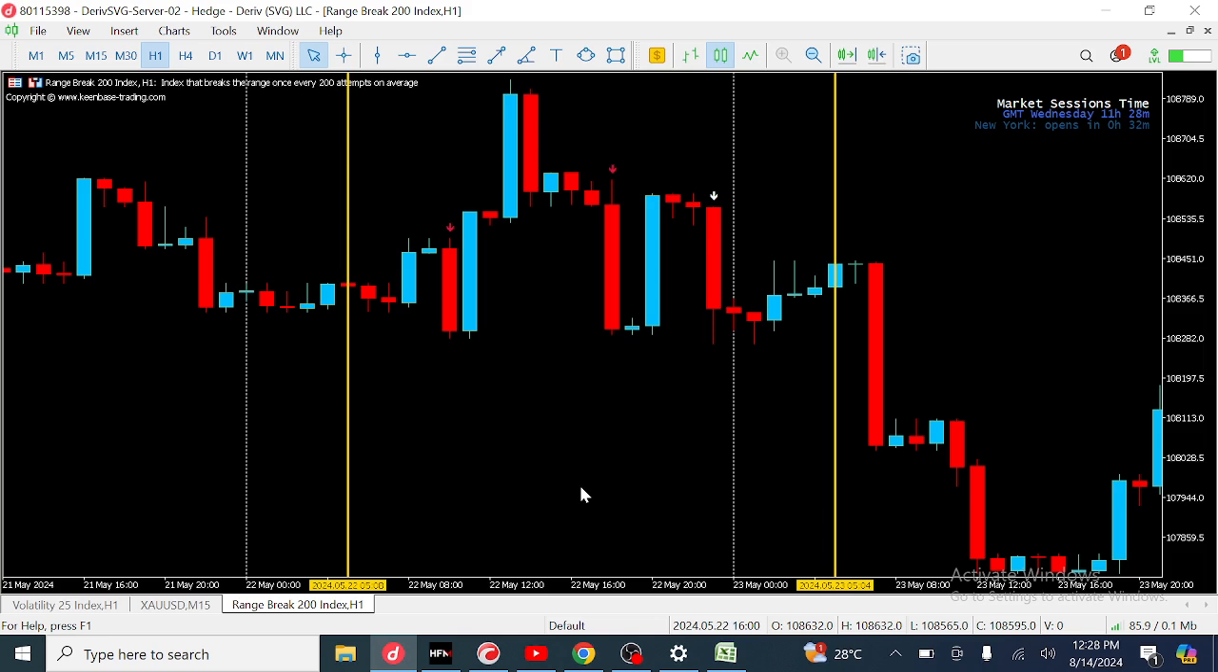So if you are using your mobile phone, you can go to settings and check period separators. Just click on it, and then you go back to your chart. You'll be able to see that one day will be separated from the other day.